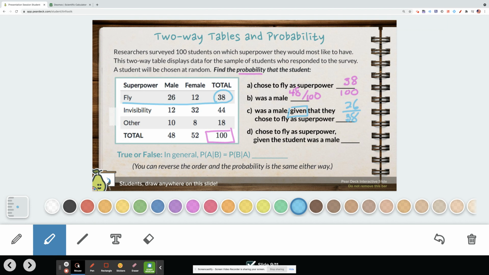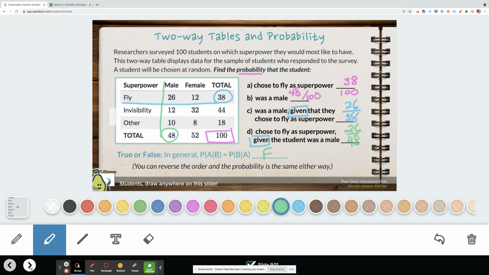Now, is this the same question or a different question? What's the probability the student chose to fly as a superpower given the student was a male? Oh, given the student was a male, I'm now looking here at the 48 as my total. And the probability that the random student I asked who was a male chooses fly as their superpower is 26 out of 48. So it's the same numerator, but it's a different denominator. So these are not the same probability, right? Therefore, in general, the probability of A given B is not equal to the probability of B given A. So this is a false.